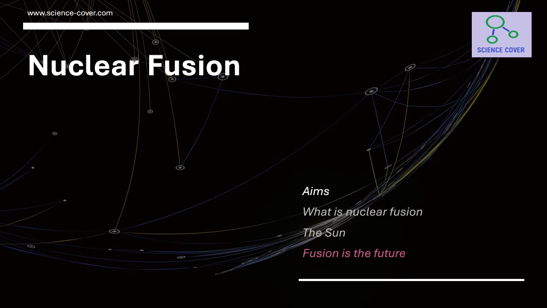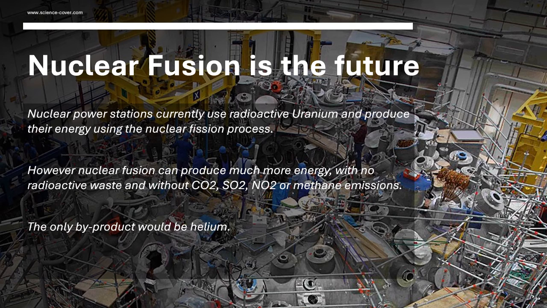The final objective for this session is to look at how nuclear fusion may be used in the future to produce energy. Nuclear power stations currently use radioactive uranium to produce their energy using the fission process. However, nuclear fusion can produce much more energy with no radioactive waste, with no CO2 emissions, SO2 emissions, or NO2 emissions, and no methane gas. The only byproduct from this reaction would be helium gas.